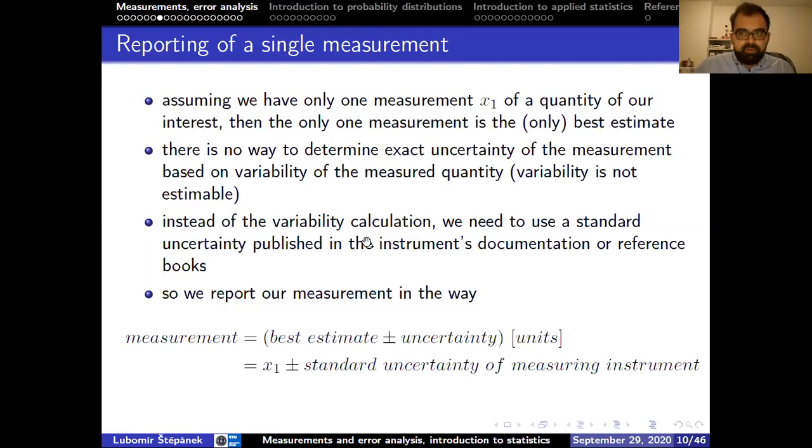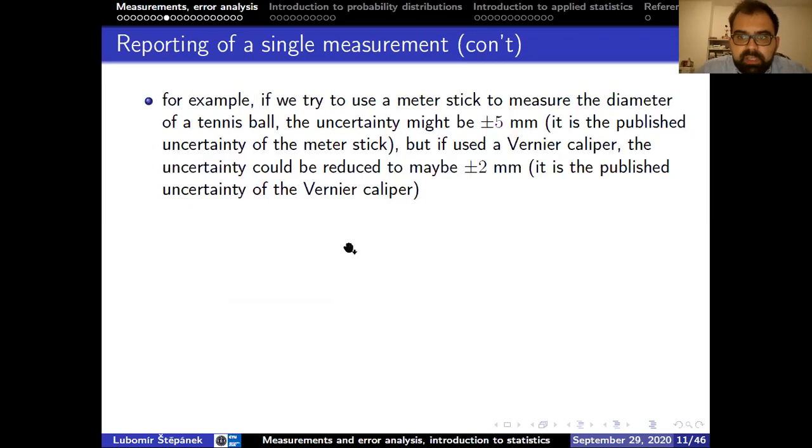As an example, we would like to measure the diameter of a tennis ball. We just go with a typical tennis ball, just a green one, or a yellow one, it doesn't matter. Firstly, you try to measure its diameter with a meter stick, and secondly, with a vernier caliper. You know how it looks. It's a kind of special instrument, which is more precise than only a meter stick.